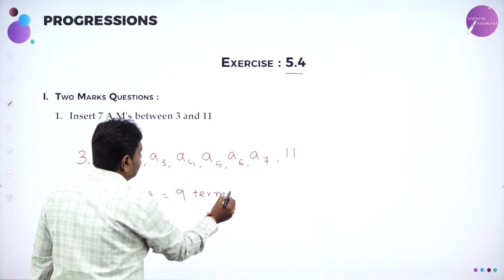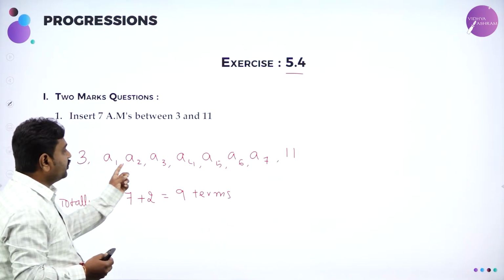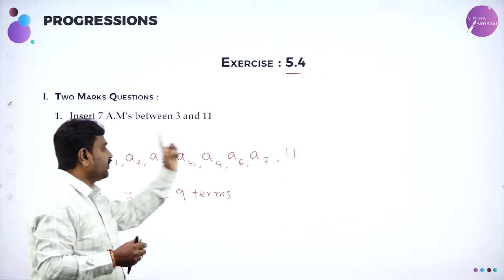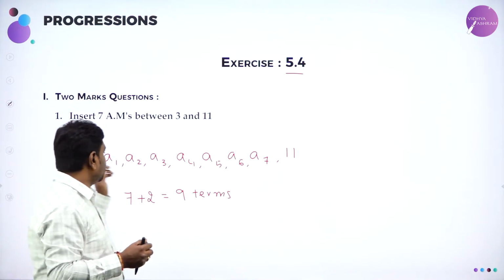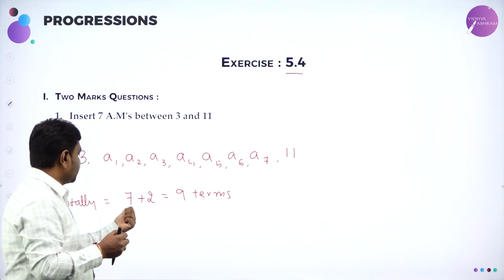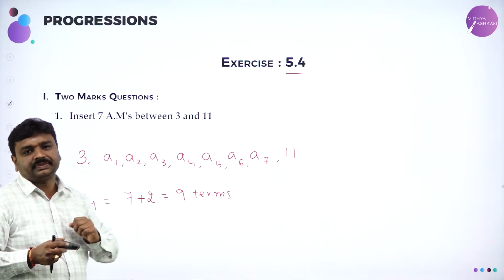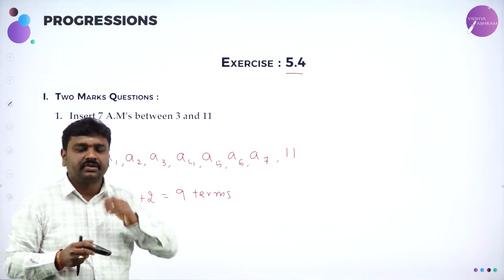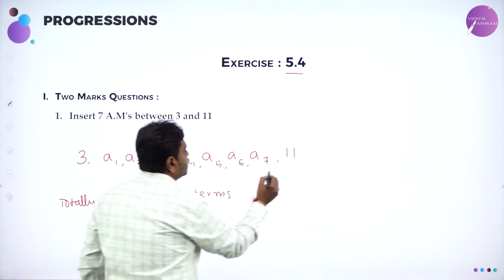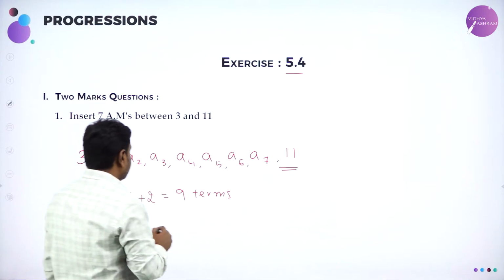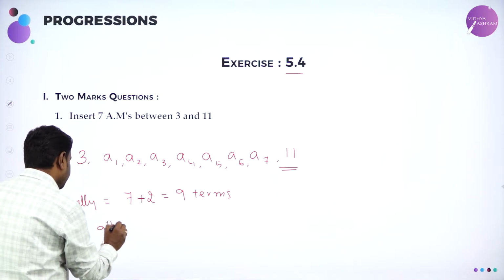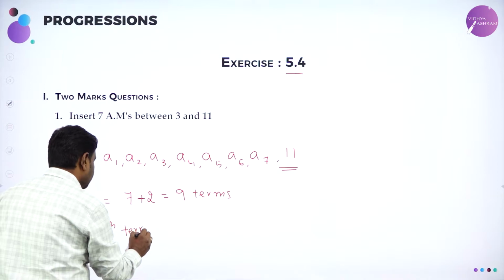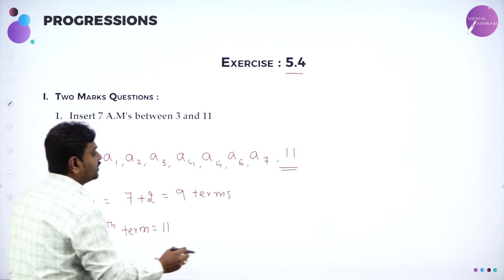Please observe this carefully. We are introducing 7 terms between what? 3 and 11. So 7 plus 3 and 11 also you should count. So 3 and 11 are 2 terms and 7 terms. Total we have 9 terms. So now we have introduced 9 terms. So the last term is the 9th term. Therefore, the 9th term is 11. What is meant by 9th term?